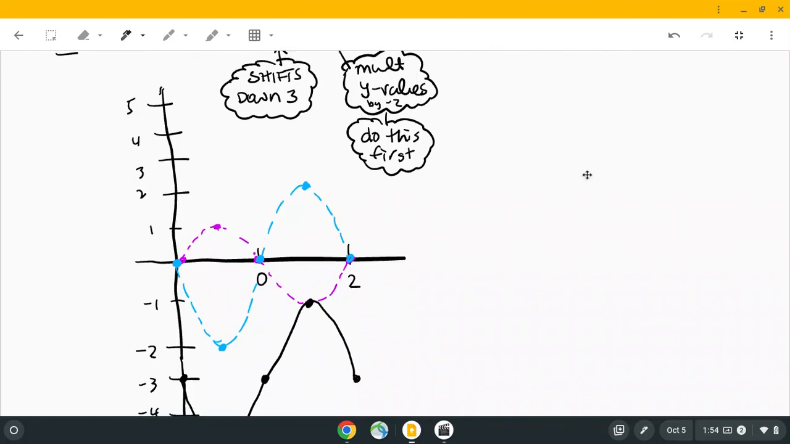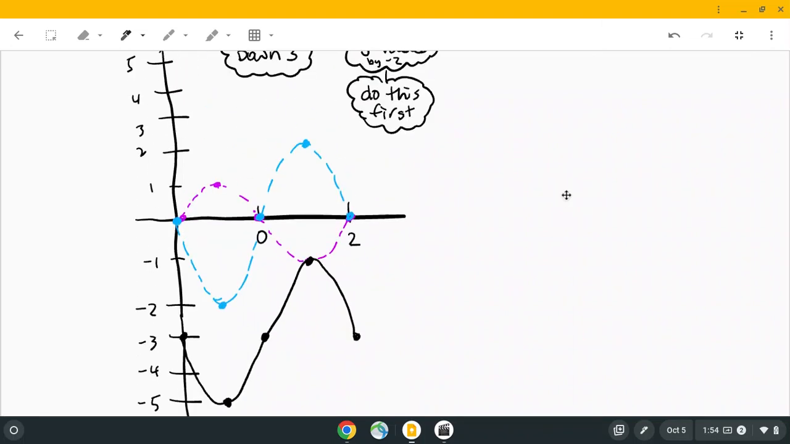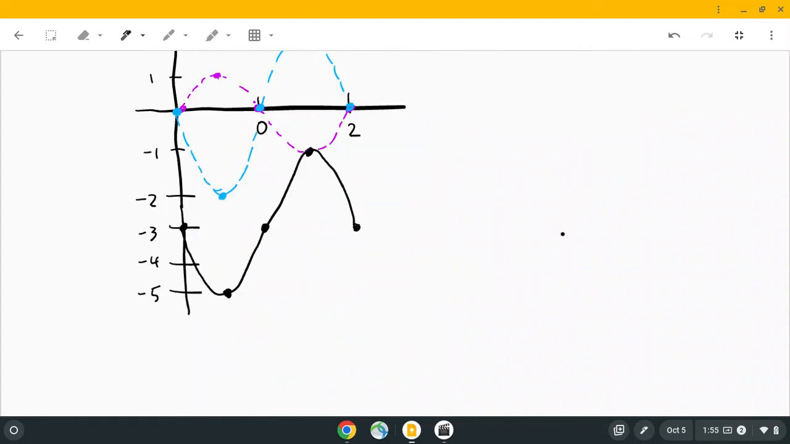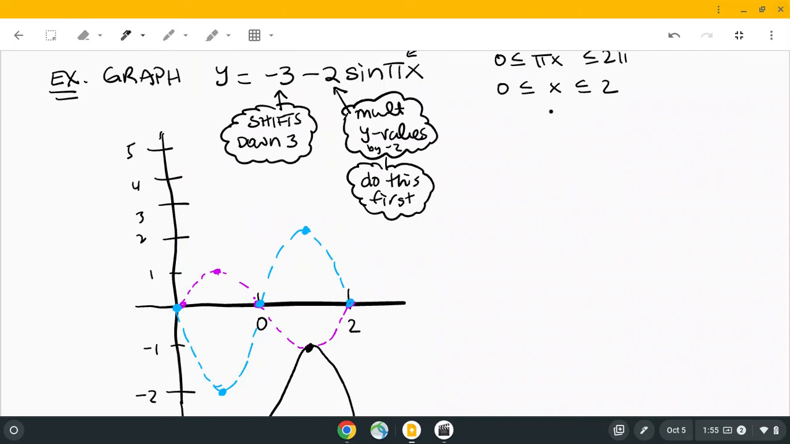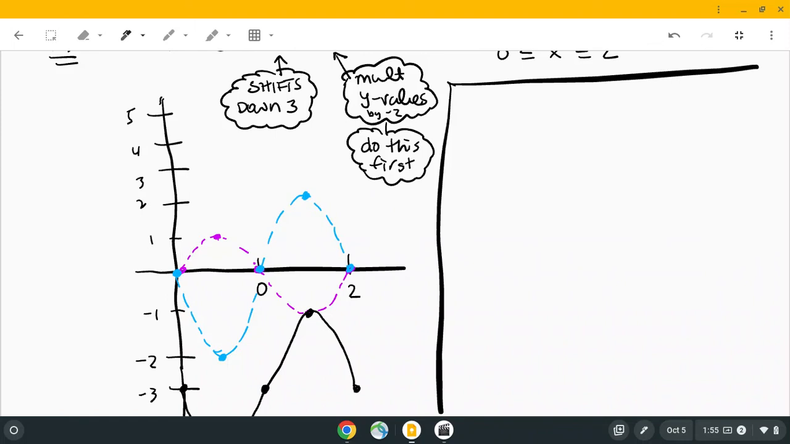Let's see. Why don't you try this one? How about if we do it here on the side, because my screen won't scroll down anymore. So let's try this last one over here. Try this one and see if you get what I have.